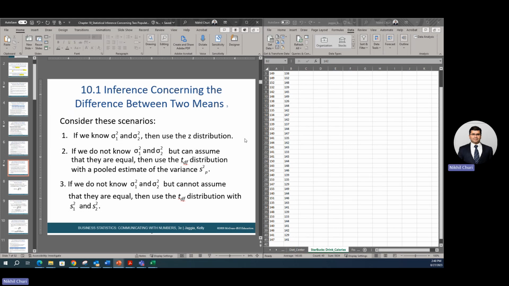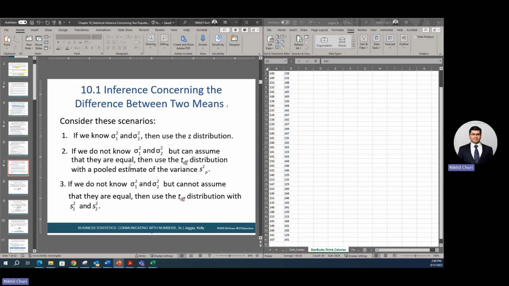Moving forward, beyond this, it gives rise to three more different scenarios. The first one being, if we know sigma 1 square and sigma 2 square, then use the z distribution. Again, I will repeat myself: if you are using Greek letters, in this case sigma, I'm talking about the entire population, with sigma 1 square for population 1 and sigma 2 square for population 2.